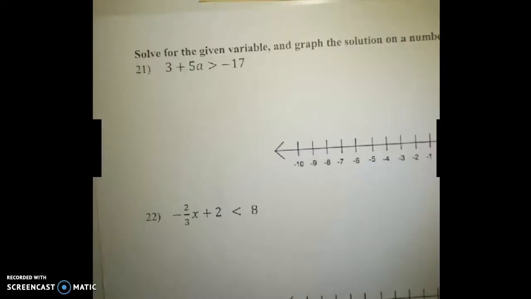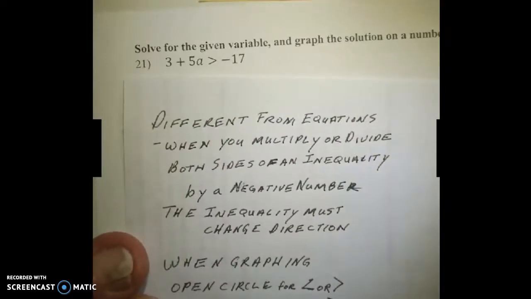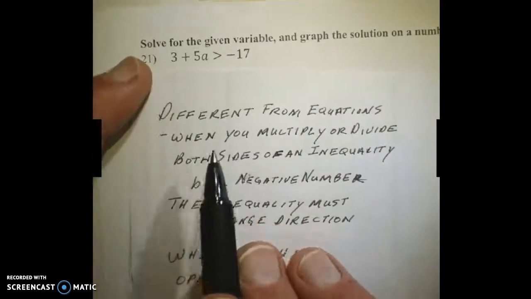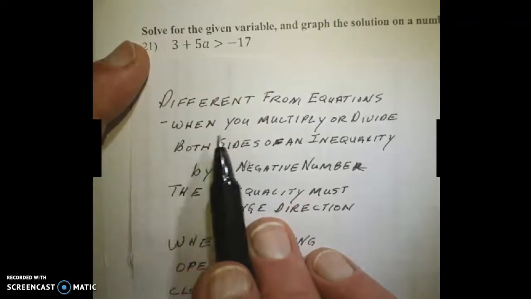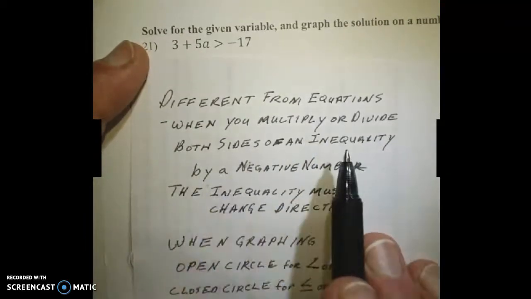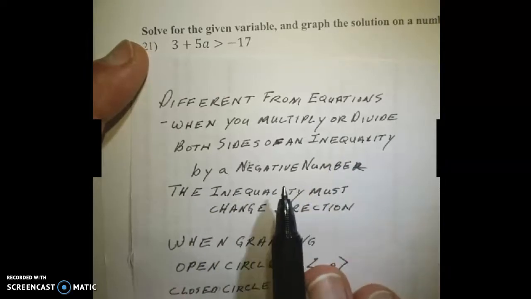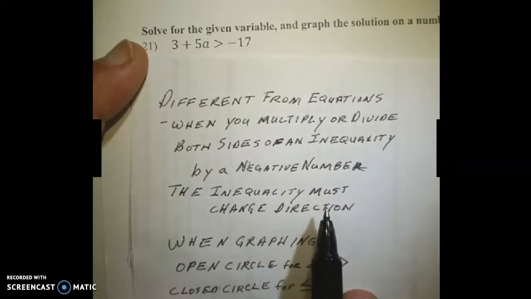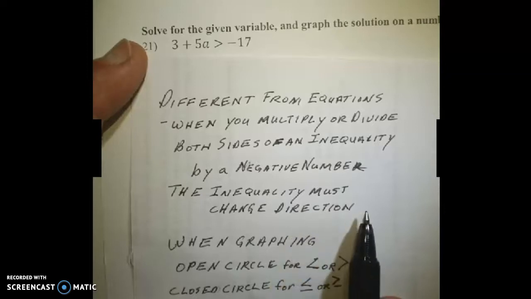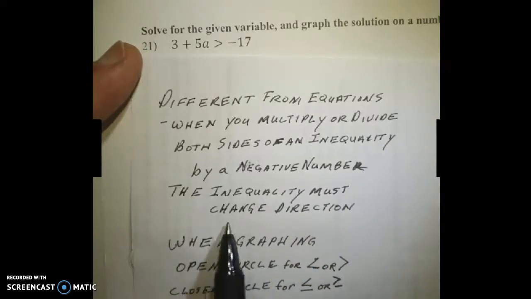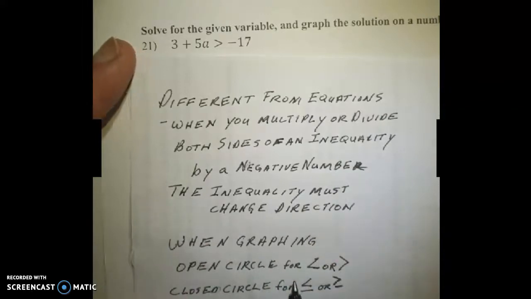Unit 3 Study Guide, questions 21 through 24. Solving inequalities. Two things you need to remember when solving inequalities. First off, solving inequalities is just like solving equations except for where it's different. When you multiply or divide both sides of an inequality by a negative number, the inequality must change direction. If it was greater than, it would become less than, and less than would become greater than. We'll see that in the problems.